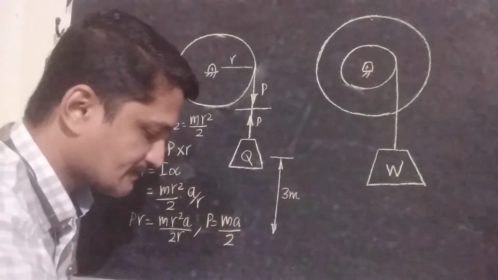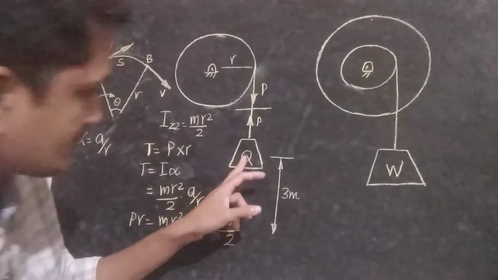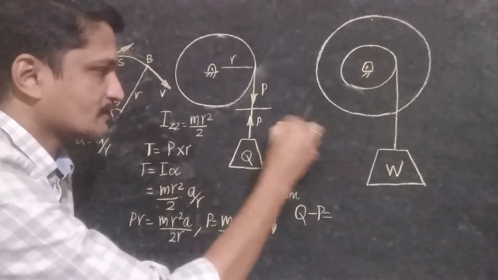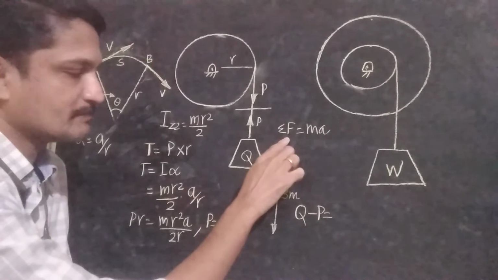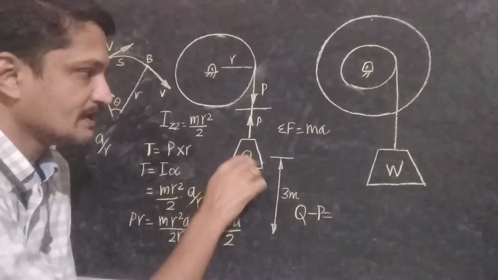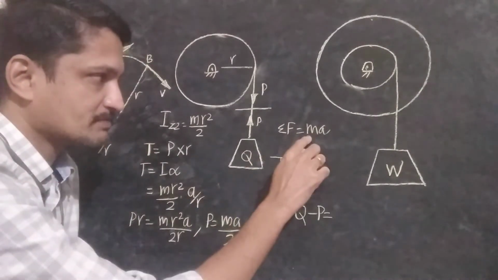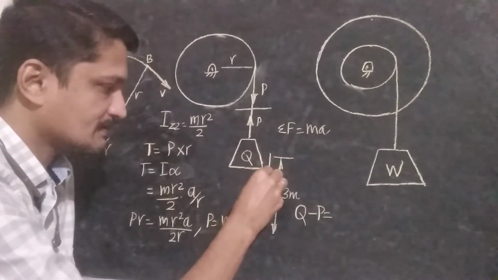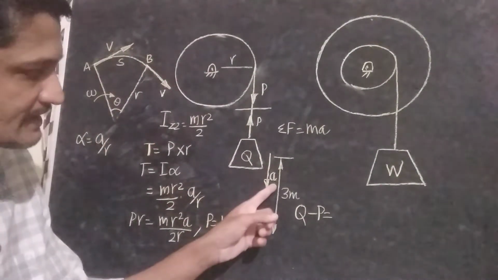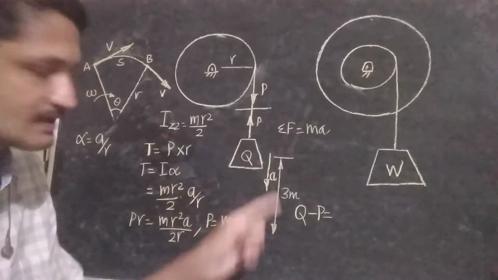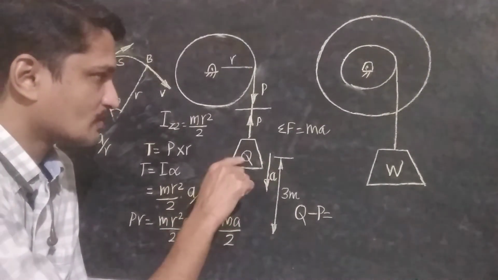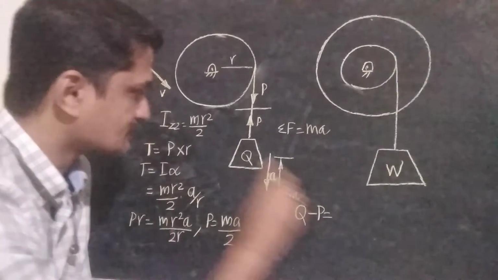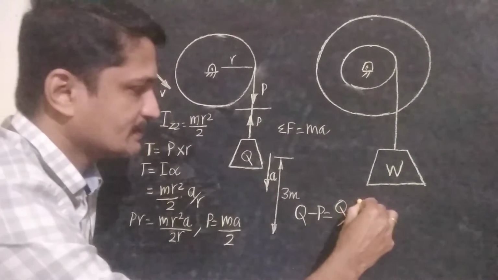Then consider the vertical motion of this particular weight. We can apply D'Alembert's principle here. Sigma F is equal to m into a, where sigma F means the sum of total external forces acting on the body in the direction of the acceleration. That must be equal to the mass of the object into acceleration. Here the acceleration is always downwards. Then the total external force is Q minus P, Q downward and P upward. Q minus P is equal to the mass of the object, Q by g, into acceleration.